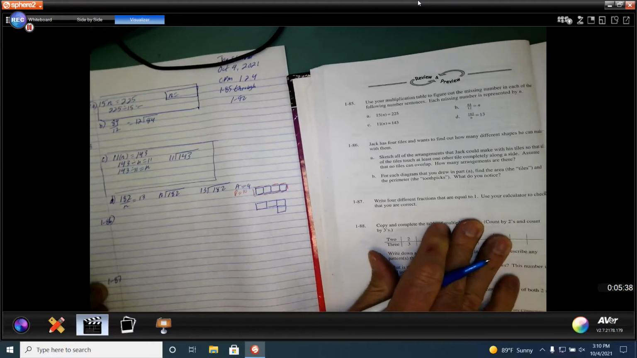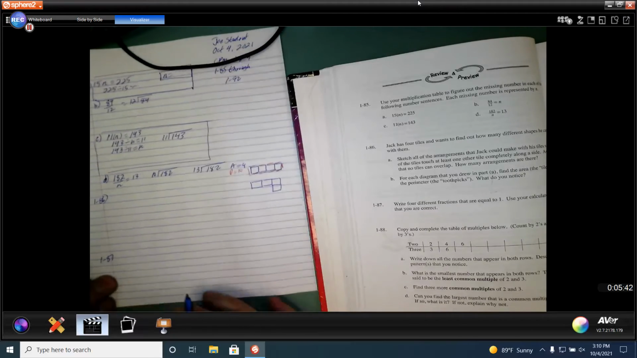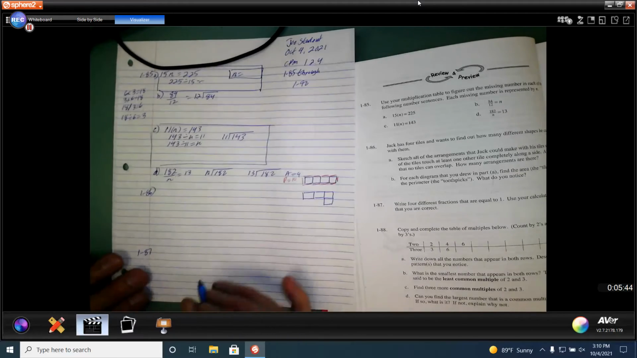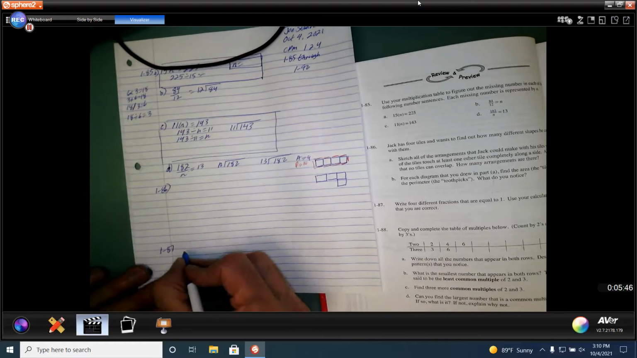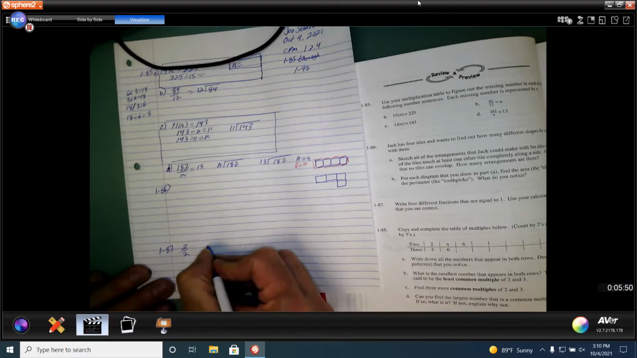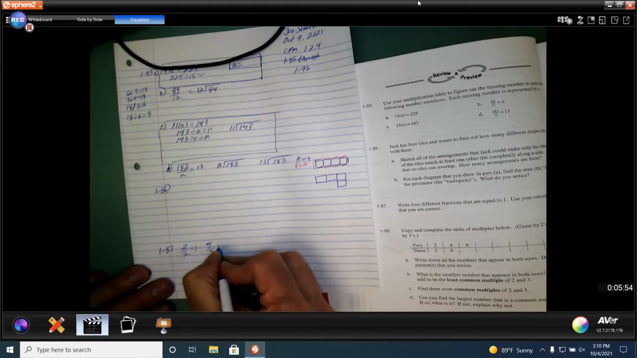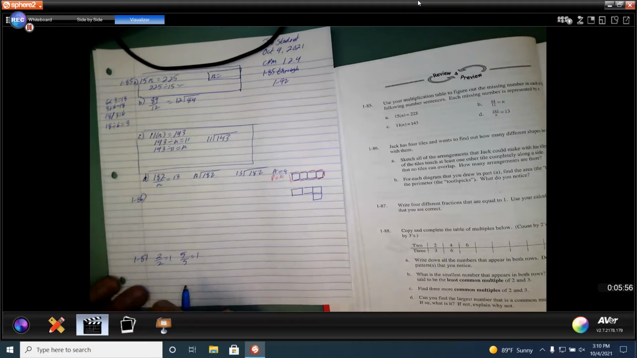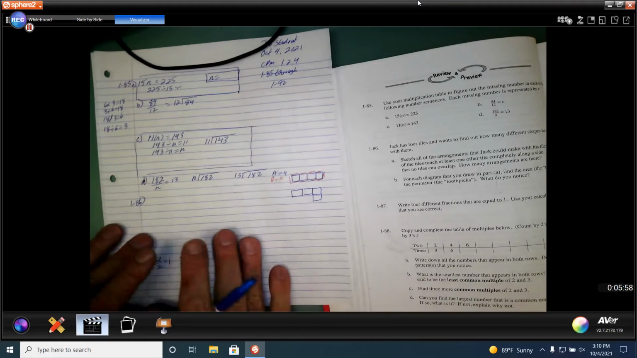Go all the way down here, 1-87. Here you want to write 4 different fractions that are equal to 1. How do you do that? How do I make a fraction equal 1? Remember, when you have the same numerator as denominator, so 2 halves equals 1. How about 5/5? You're going to come up with some more. Get creative, have fun with that one. There are infinite possible answers on that one.